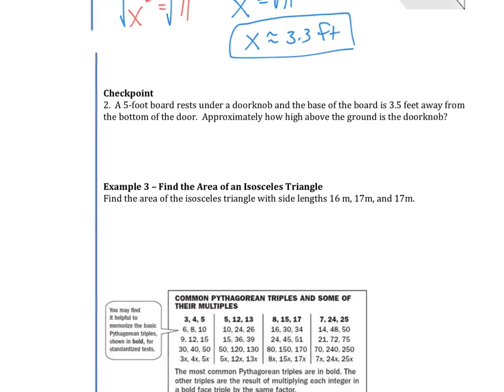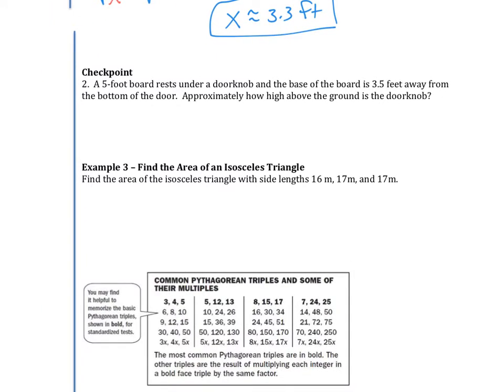All right, and then checkpoint 2. A 5-foot board rests under a doorknob and the base of the board is 3.5 feet away from the bottom of the door. Approximately how high above the ground is the doorknob?